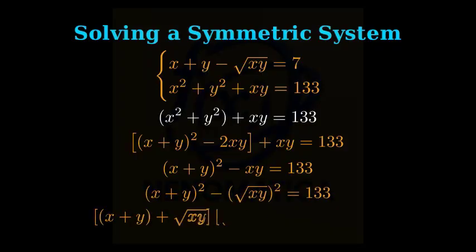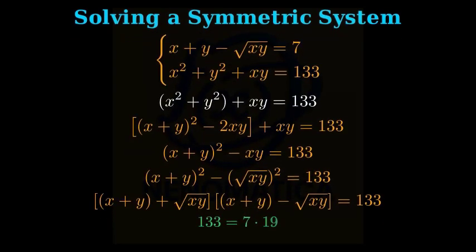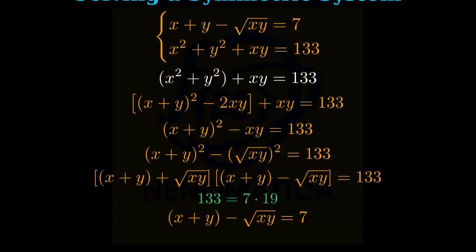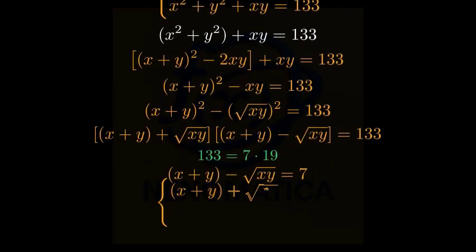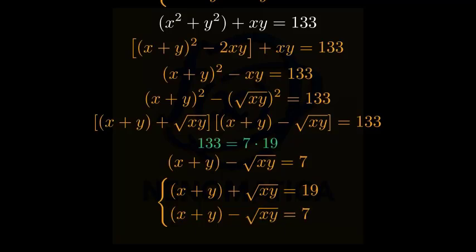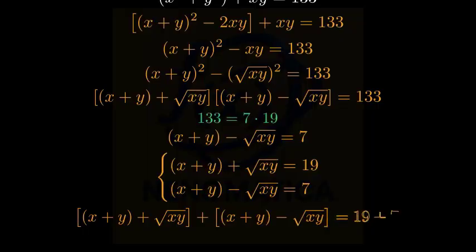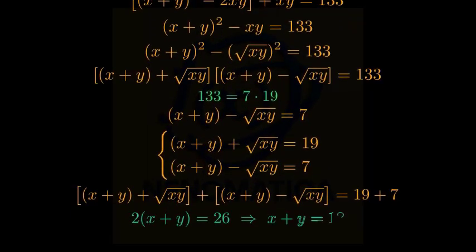From the first equation, the second factor, x plus y minus square root of xy, equals 7. Therefore, the other factor must be 19, so that the product is 133. Add the two equations to eliminate the square root term. Twice x plus y equals 26, so x plus y is 13. Substitute back into the plus equation to find square root of xy equals 6, so xy equals 36.